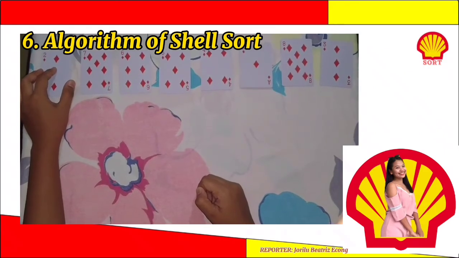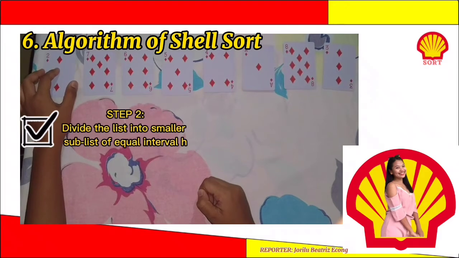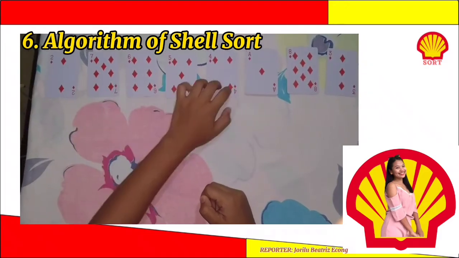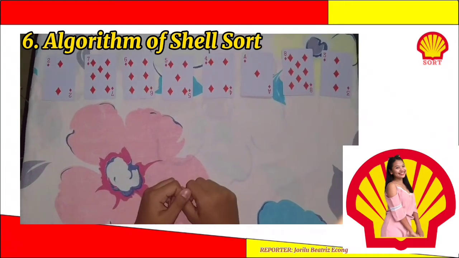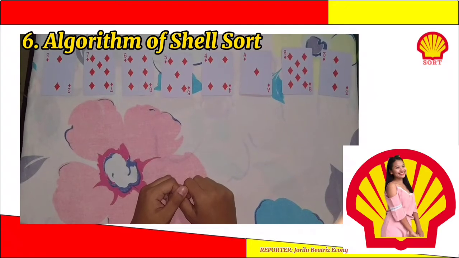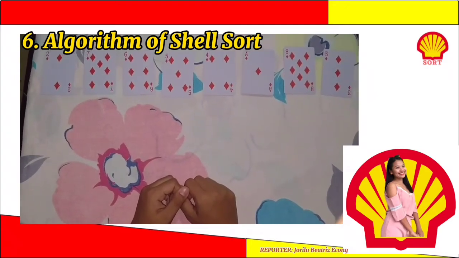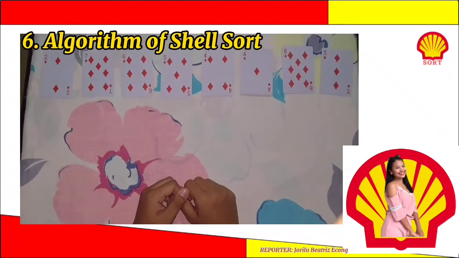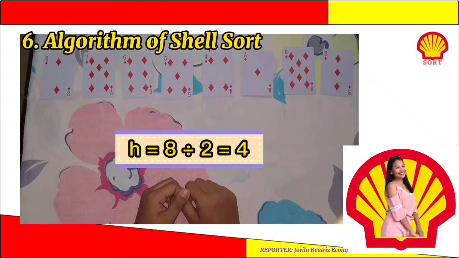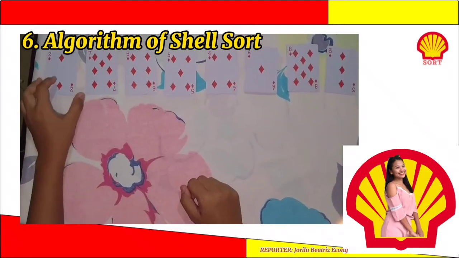So, let us proceed to step 2, which is to divide the list into smaller sublists of equal interval h. So, these 1, 2, 3, 4, 5, 6, 7, 8 cards, we will divide them into smaller sublists of equal interval h. We cannot divide by 1 because 8 would still come out. So, let us jump to 2. 8 divided by 2 is 4. So, the interval we will use is 4. So, we will start here.